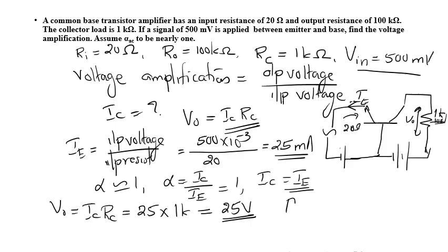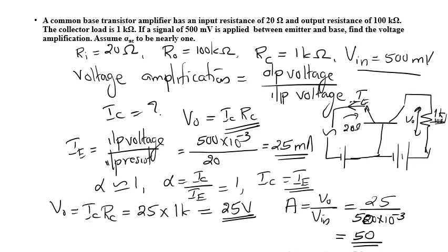What we want is the gain. Voltage gain is equal to VO by Vin. VO is equal to 25 volt and Vin is 500 millivolt. Sorry, it is 500 millivolt, not 20. On calculation you will get 50. So the gain of the circuit is 50, which is the correct answer.